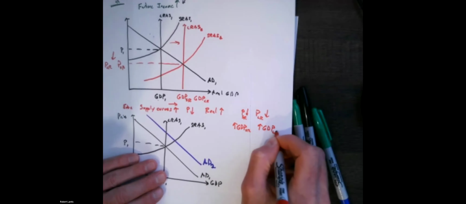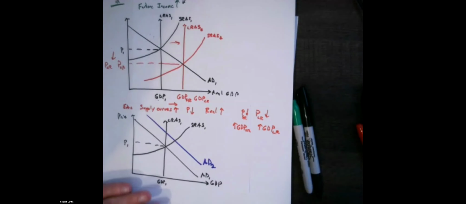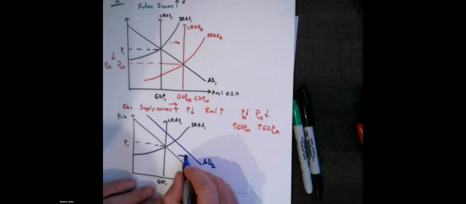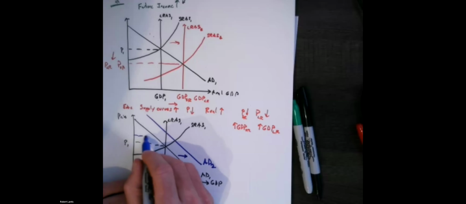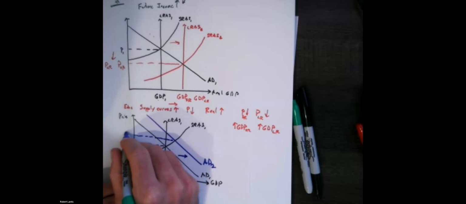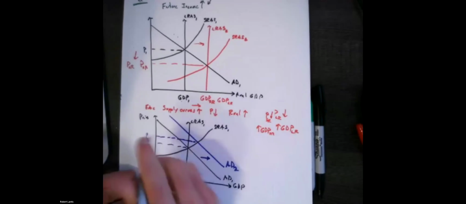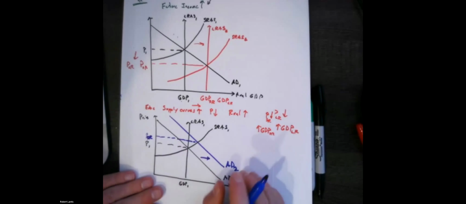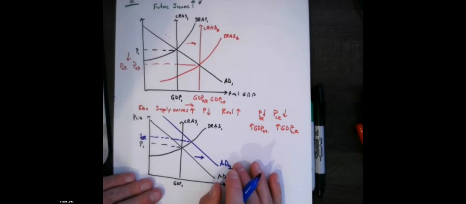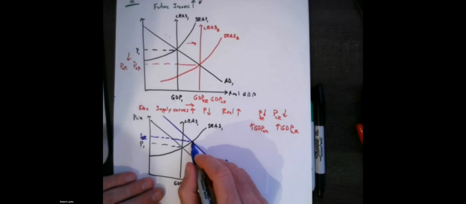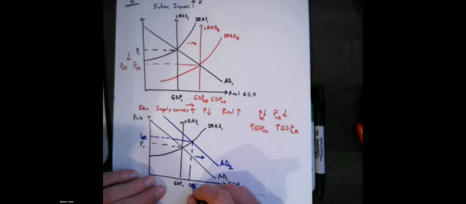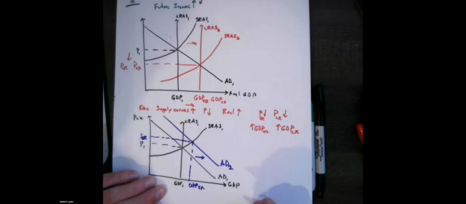Now, this aggregate demand increase, expecting higher future income, increases consumption today, which increases my aggregate demand. What's that going to do? Well, that's going to push my prices up, right? But this is only prices in the short run. Okay. Now, what that also is going to do is increase my short run GDP as well.